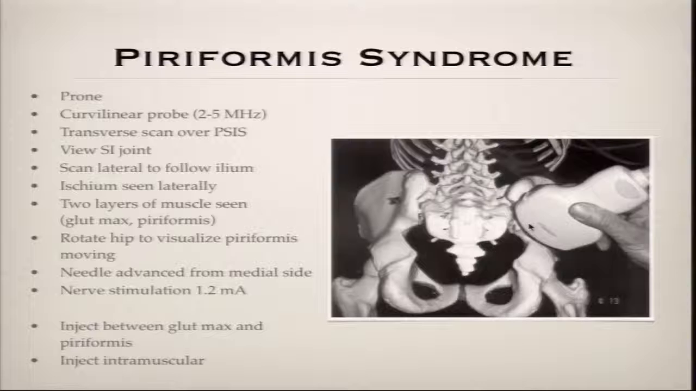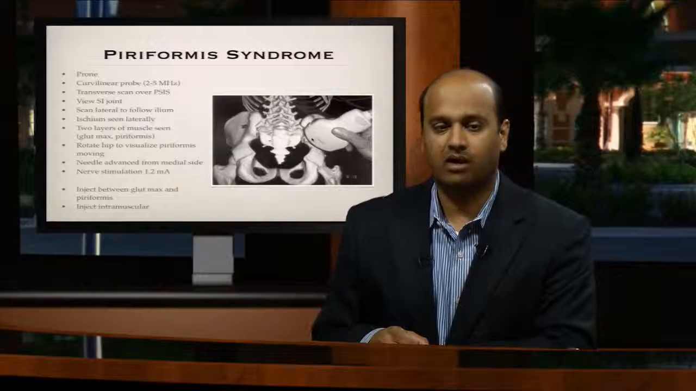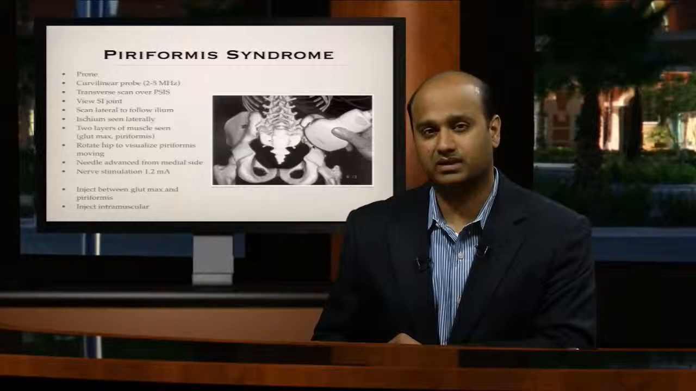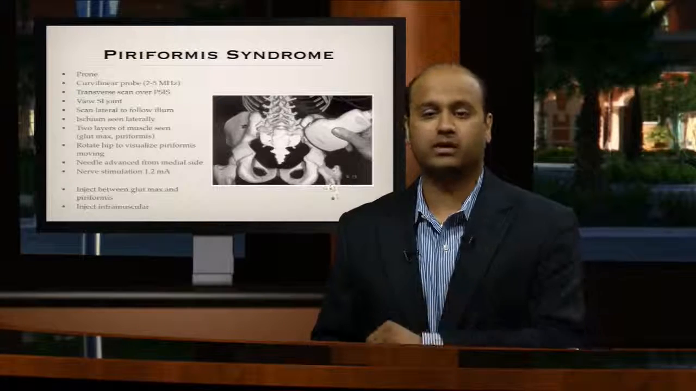Once you achieve your target, you can actually put a nerve stimulator on it to confirm that it's piriformis muscle, but this is not always necessary. You want to inject between the gluteus maximus and the piriformis, or alternatively, directly inject into the muscle itself. Often patients experience pain relief instantaneously when using local anesthetics. This can be used for diagnosis, but it also can be useful for therapeutic benefit as well.